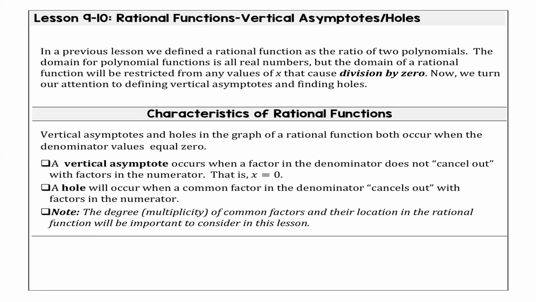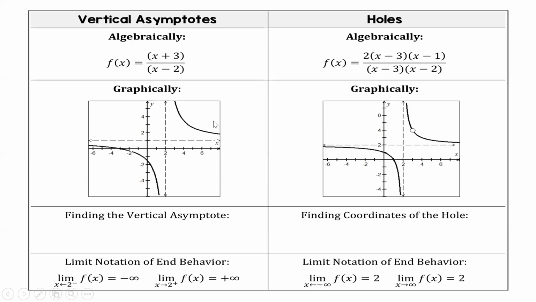So vertical asymptotes and holes of the graph both occur when the denominator values equal zero. A vertical asymptote is when it doesn't cancel out. I can't eliminate it, right? A hole is when I can eliminate it, okay? So the multiplicity is important to consider. If it's just one factor, not a square, then you're only eliminating that one factor, not the entire thing. So we're going to look at it algebraically.